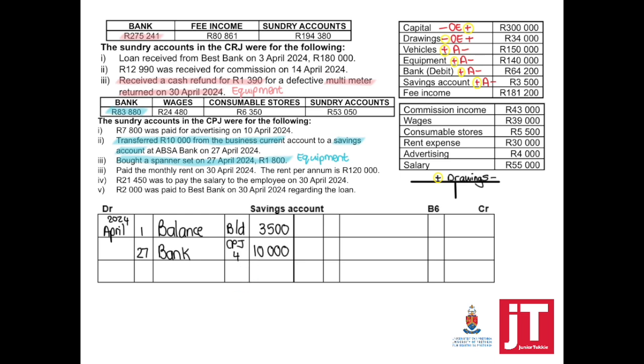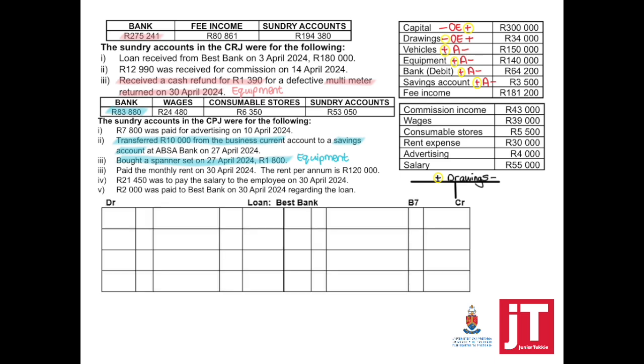and how much did we transfer? 10,000. Now that we've done question number 2, step number 2, posting from the journals, we need to close off this account. There is nothing that appears on the credit side, so that's why we can just draw a line and we can add it together.